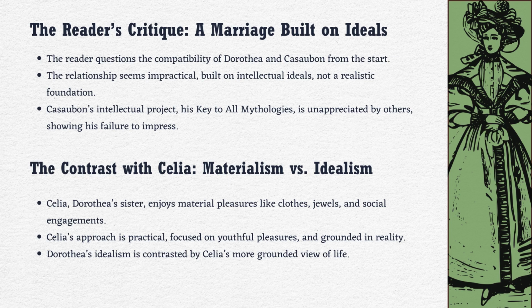In stark contrast to Dorothea's idealism, we have her sister Celia, who is a practical and materialistic character. While Dorothea dreams of a higher intellectual life, Celia finds pleasure in the tangible: fine clothes, jewels, and enjoying her youth. George Eliot uses this contrast effectively to highlight Dorothea's more self-deluded approach. Celia, although seemingly superficial, is not portrayed negatively by Eliot. Rather, her materialism serves as a counterpoint to Dorothea's more abstract and idealistic worldview.